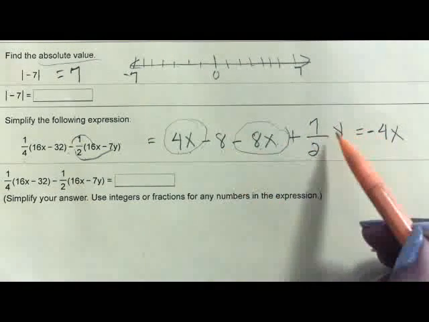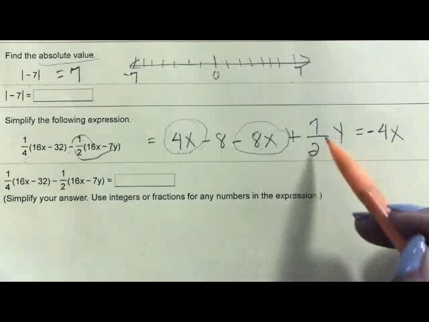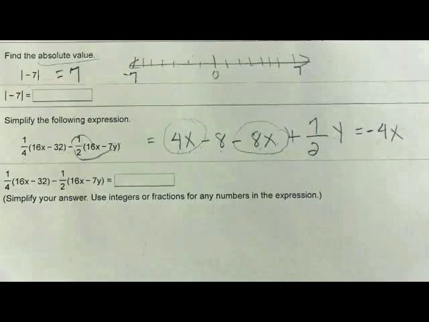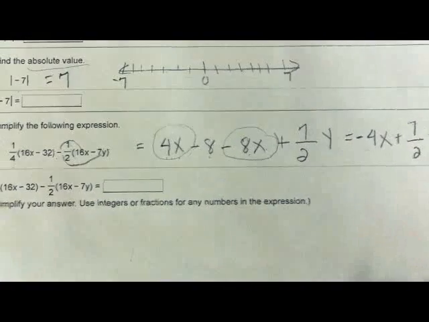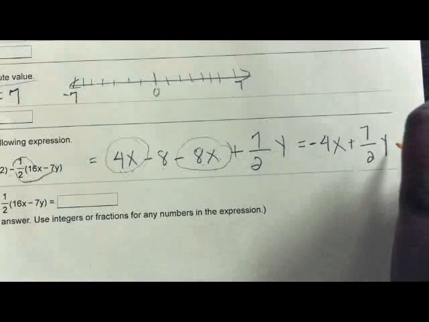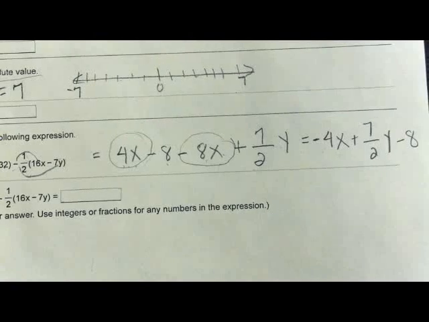Can I add a negative 8 with this 7/2 y? No, I can only add a y with another y. So 7/2 y is alone, and then so is this negative 8. There's nothing else I can do with that.